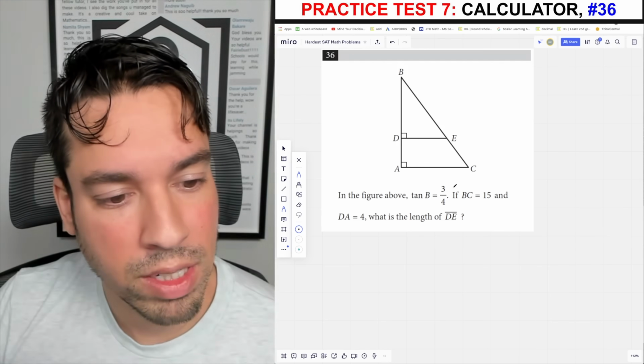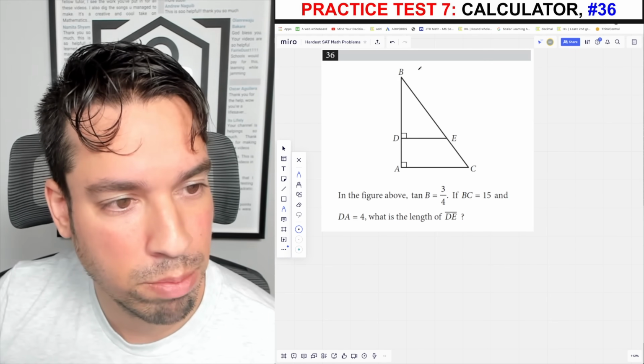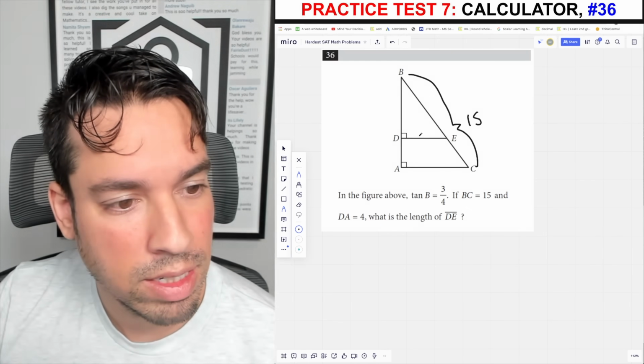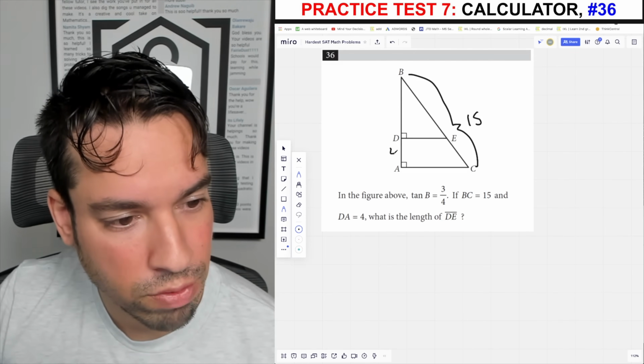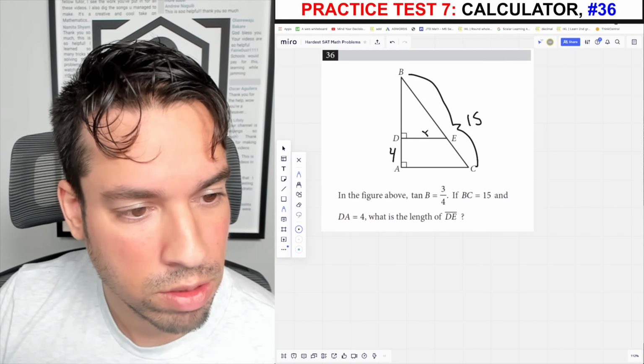In the figure above, tangent of B equals 3/4. If BC equals 15, boom, I'm going to put that in the diagram. BC equals 15. And DA, which is this little chunk, is 4, what is the length of DE? So this is my unknown.